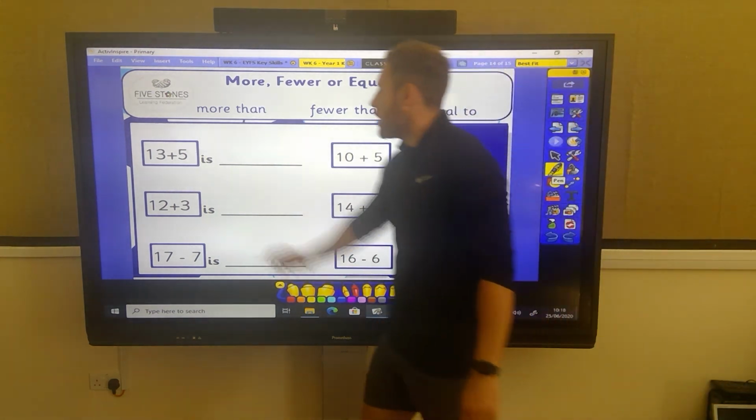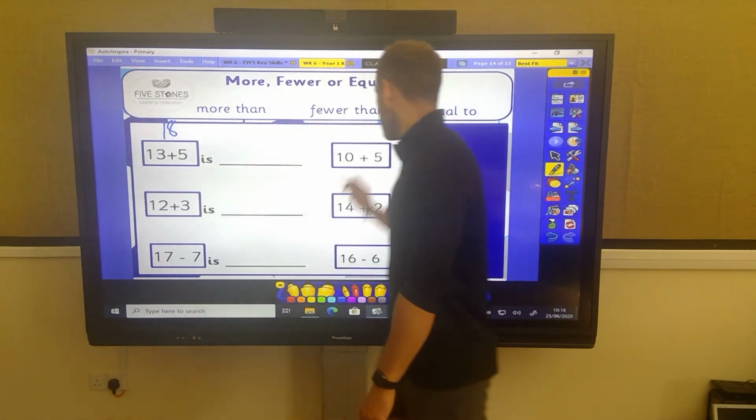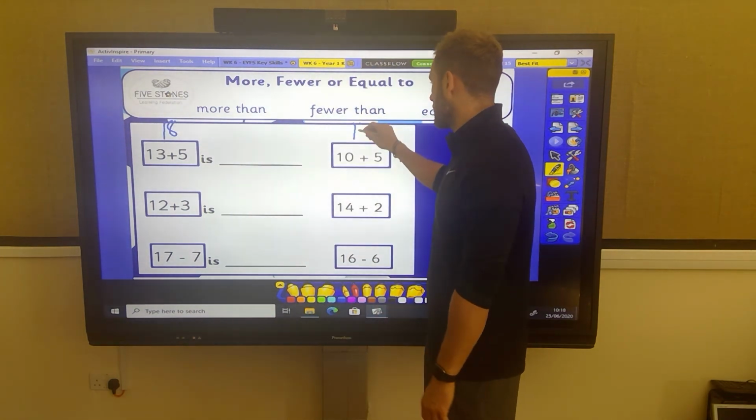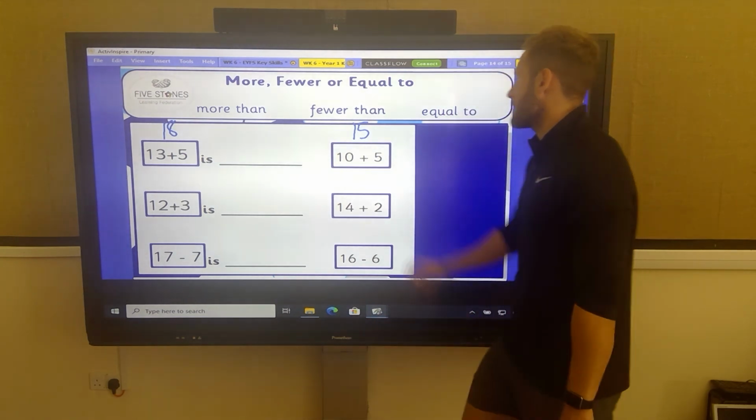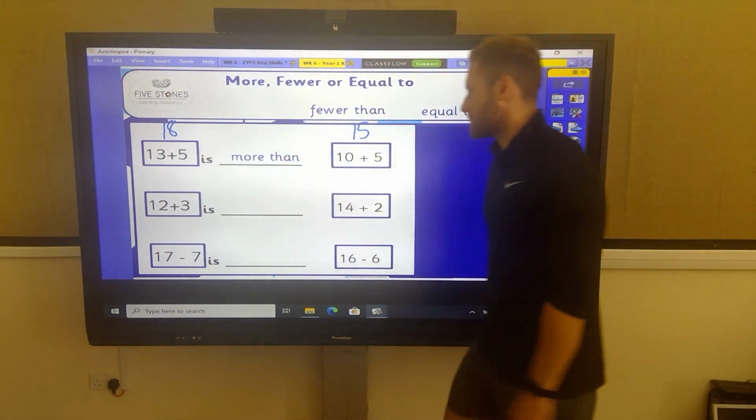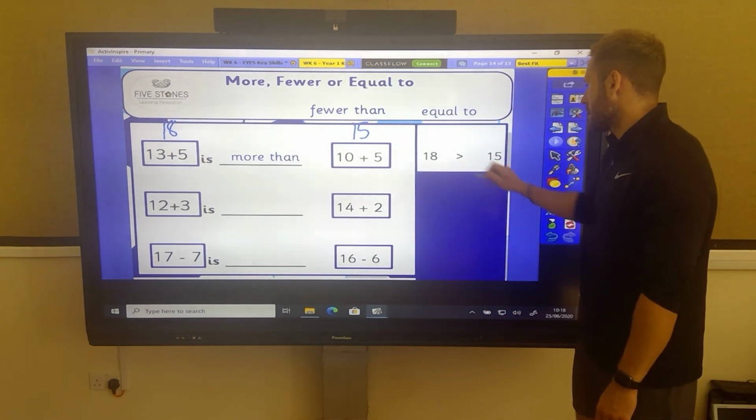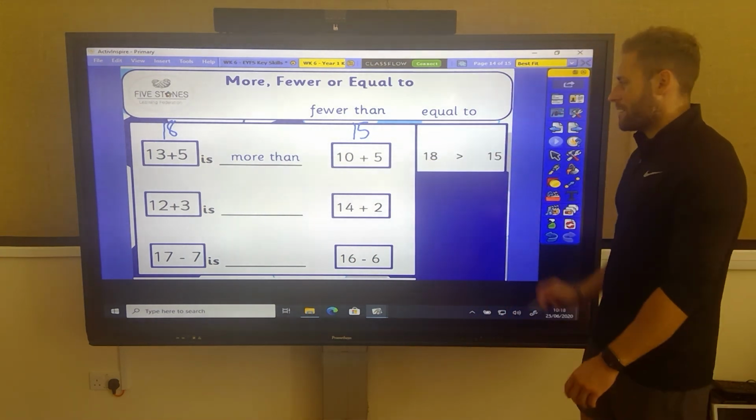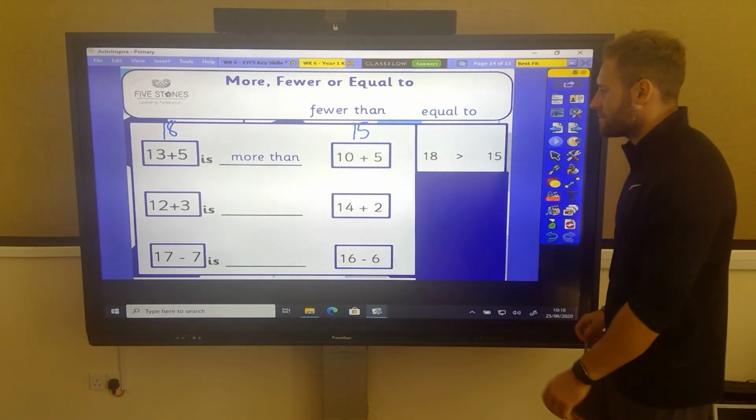Great, let's go. 13 and 5 is 18. And we've only got here 10 and 5, which is 15. So we know that 18 is more than 15. And hopefully you have the symbol for 18 more than 15 to go with that. Good work if you managed to get that.